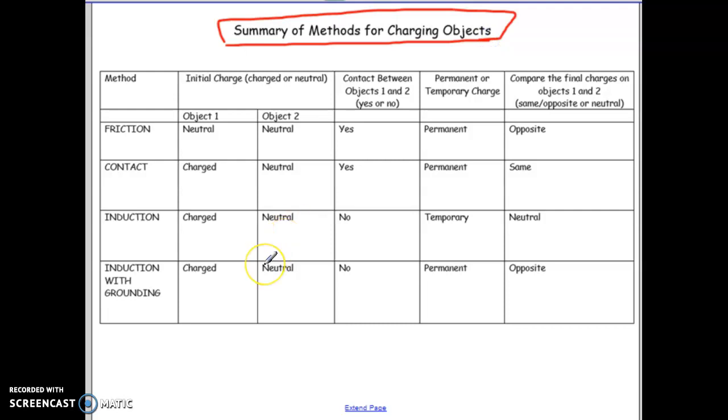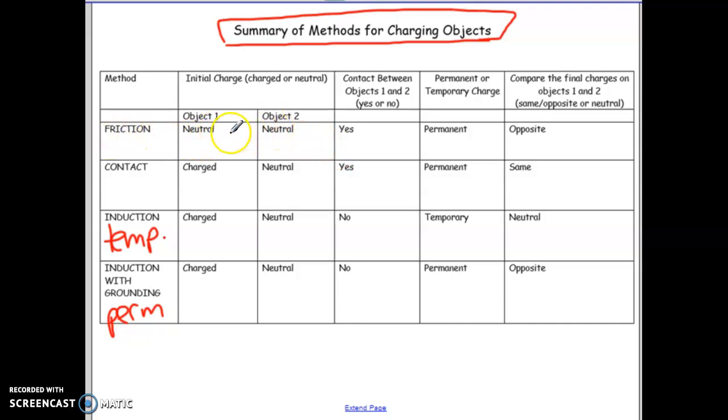Okay, this last page here is a summary of all the charging types that we've looked at in static electricity. So we had charge by friction, charge by contact or conduction, same thing. We had induction temporary, and then induction permanent with grounding. So let's take a look.